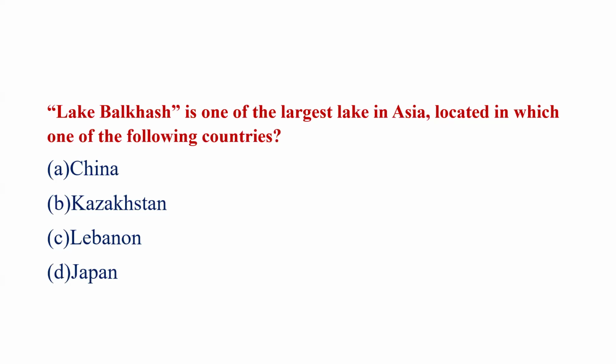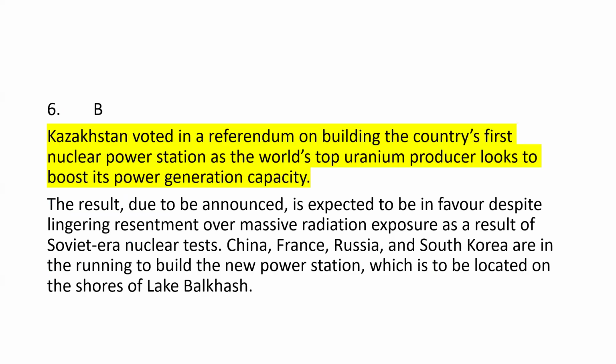Lake Balkhash is one of the largest lakes in Asia, located in which one of the following countries? China, Kazakhstan, Lebanon, Japan. The answer is Kazakhstan. Kazakhstan voted in a referendum on building the country's first nuclear power station as the world's top uranium producer looks to boost its power generation capacity. So they conducted a referendum on this.